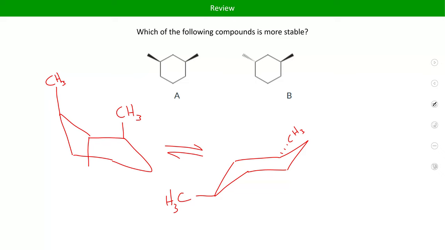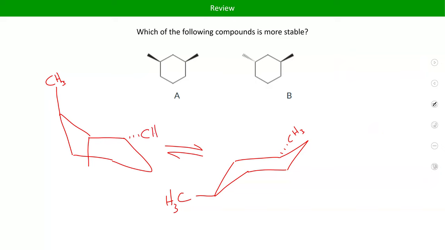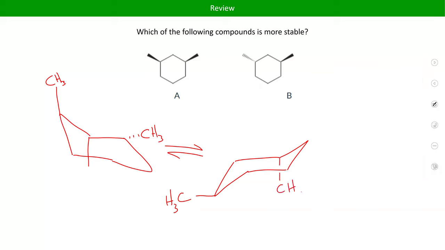So A lets us put them both in the equatorial position, which should be the most stable conformer. Versus B, if we've done A, we know that for A we can put them both equatorial. We know we can't do that for B. Right? Because if we're in the trans position now, I'm just going to amend this one rather than redraw everything. We're starting with one axial, one equatorial. So when we do a chair flip, we get one axial, one equatorial. So B has two conformers that are both equally stable. So at least we would have a symmetric potential energy surface when we do these chair flips.